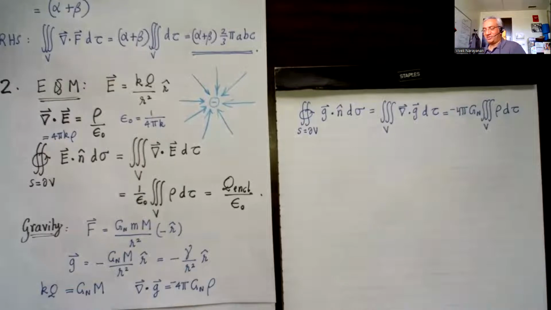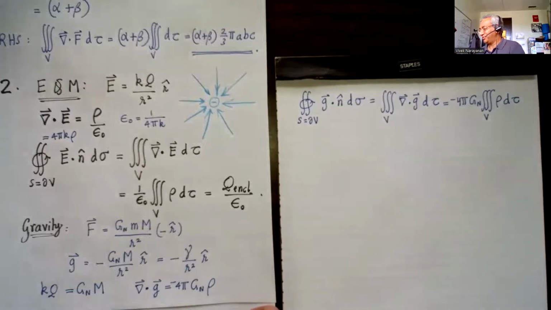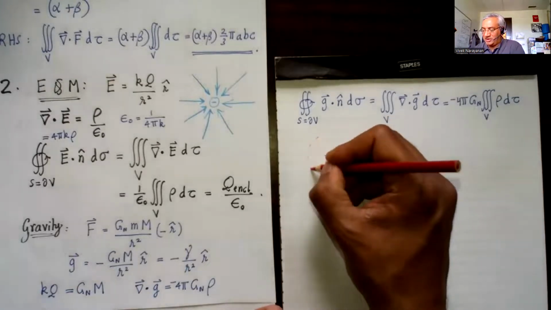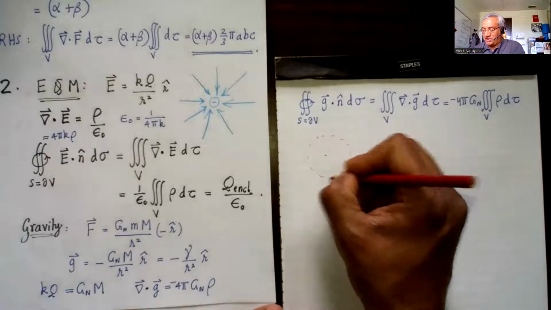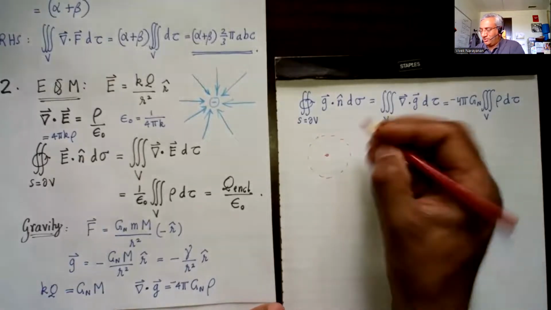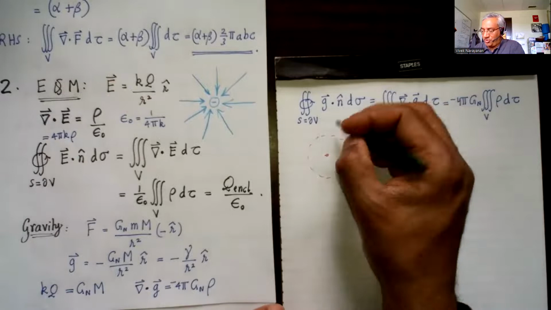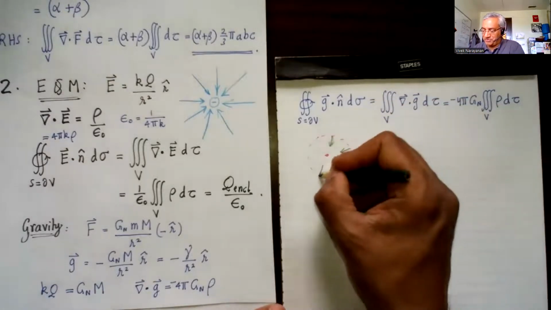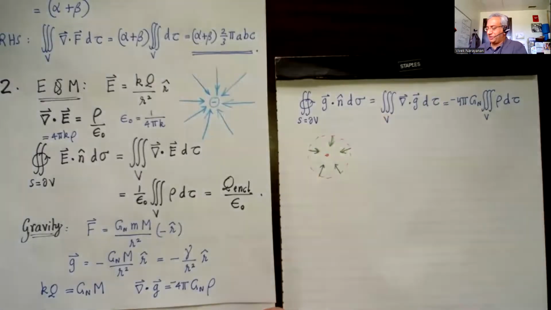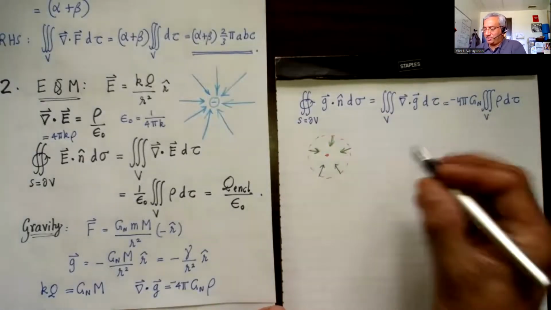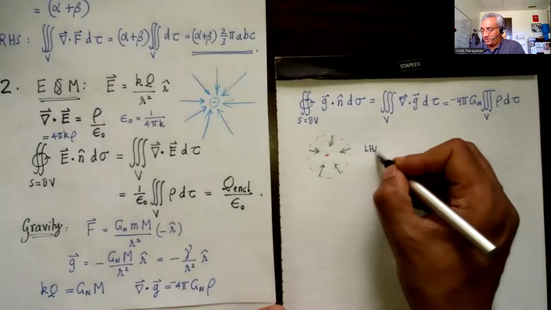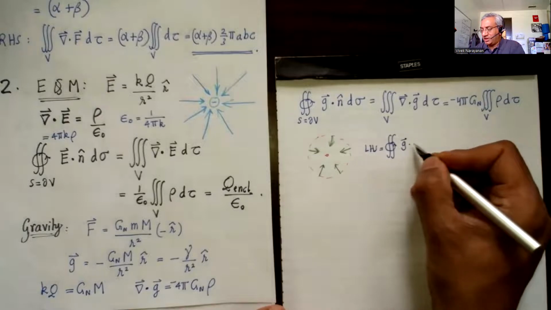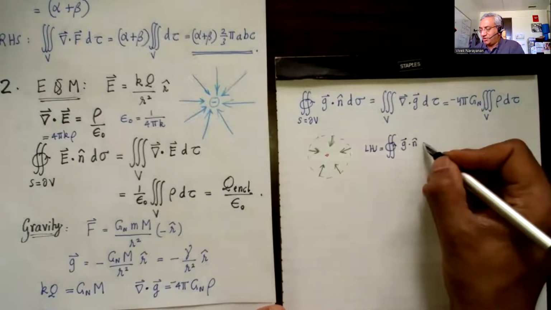Let us see if it works. The simplest way to see if it works is to test it for a point mass. If you have a point mass, then by a symmetry argument, the gravitational field is going to point radially inwards everywhere. So the left-hand side of Gauss's law can be simplified. The left-hand side is going to be the double integral of G dot N d sigma.